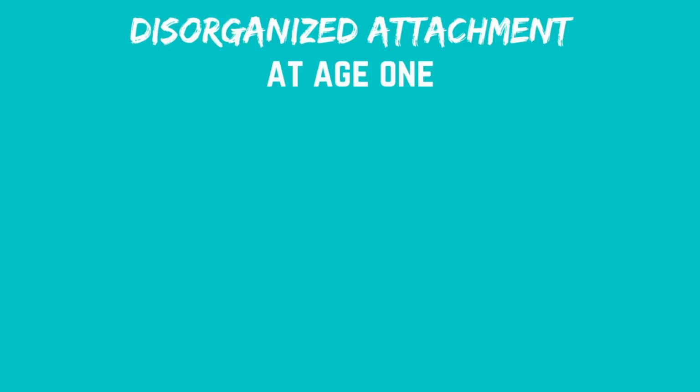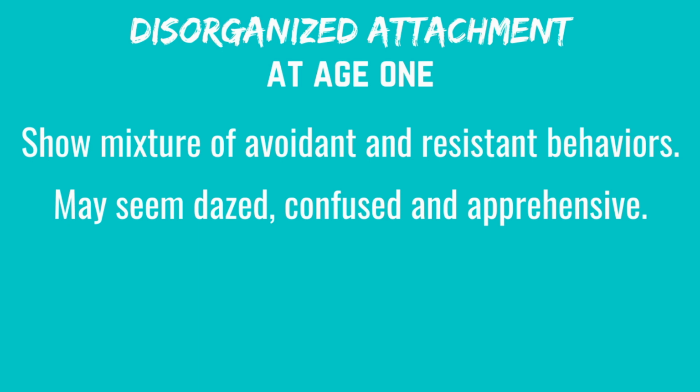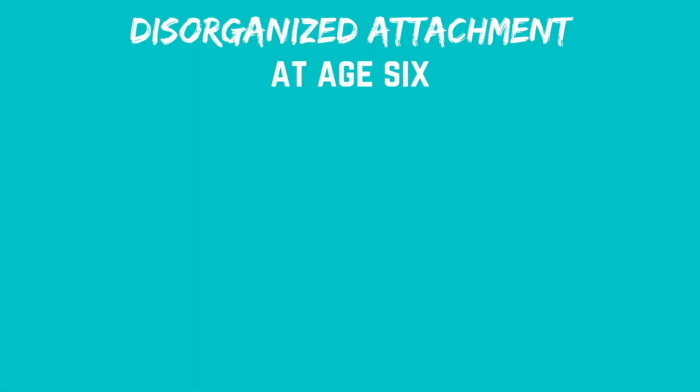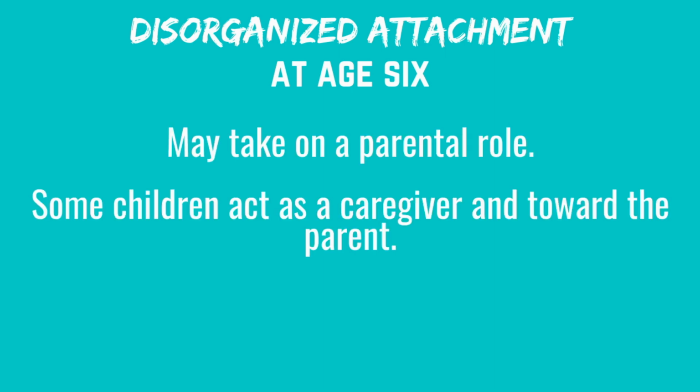Let's go a little back to how they were as kids. I already spoke about how they were at age 1. They showed a mixture of avoidant and resistant behaviors, and they seemed dazed and apprehensive and confused. But as they got older, by age 6, they may take on a parental role and may actually act as a caregiver towards their parent.